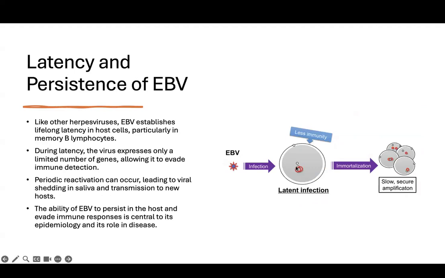One thing about EBV is that, as we said, it loves to produce latency. When it's under latency, it's not producing a lot of viral proteins. The very little viral protein that it produces are viral proteins that are evading or causing your immune system to shut down. So that's why it's so successful at not being removed, because even during latency, it's able to stop your immune system from doing anything. So it's a very successful virus.